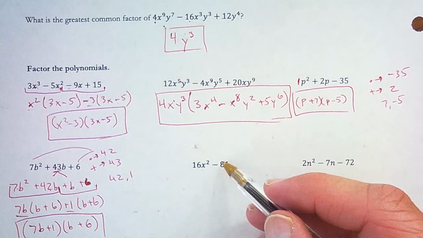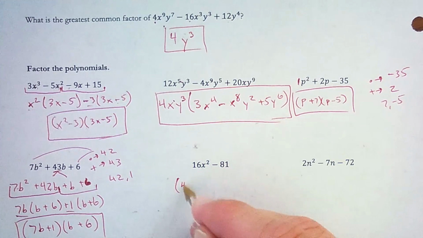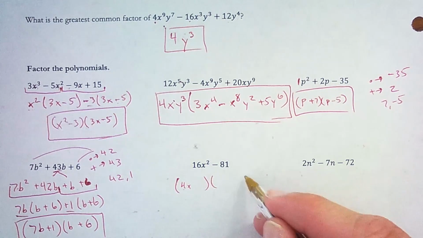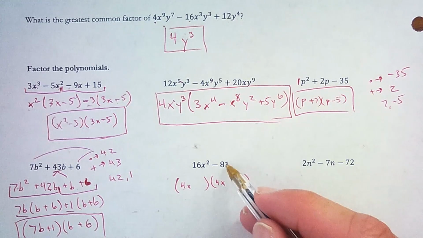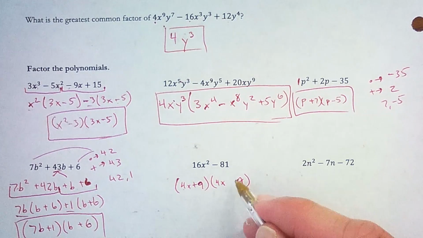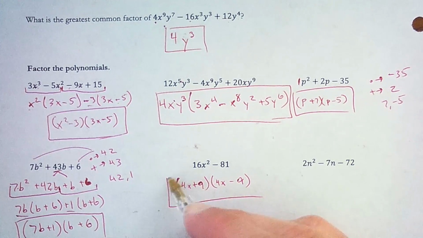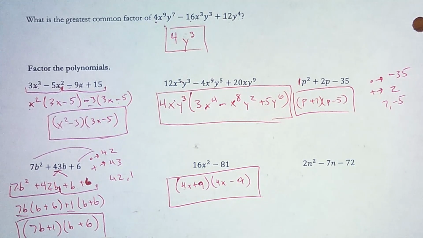Here I've got a difference of squares. 16x squared, the square root of that is 4x. And what's going to happen is I'm going to get a pair of conjugates here. The square root of 81 is 9, once with a plus, once with a minus. Those conjugates are the factored form of that difference of squares.